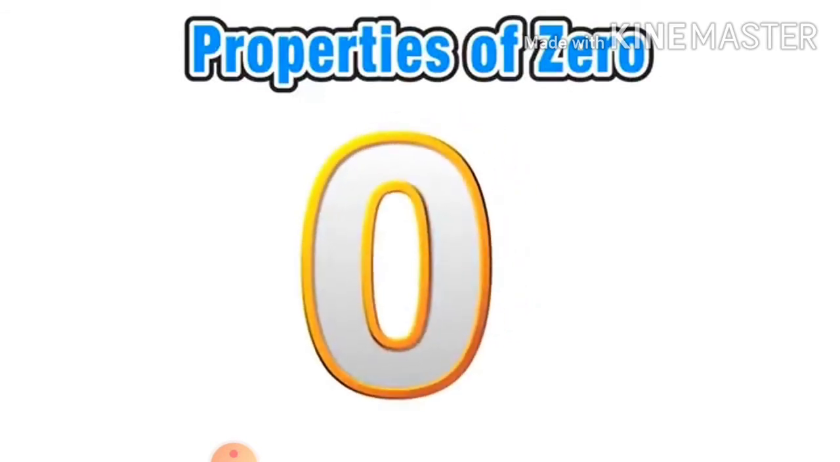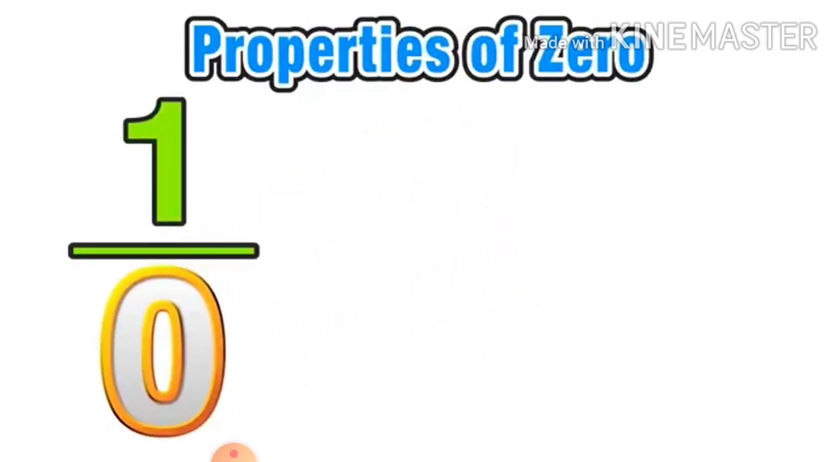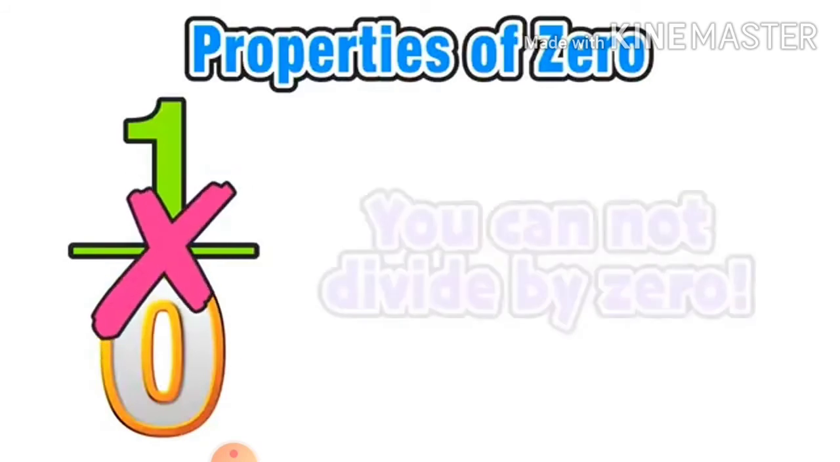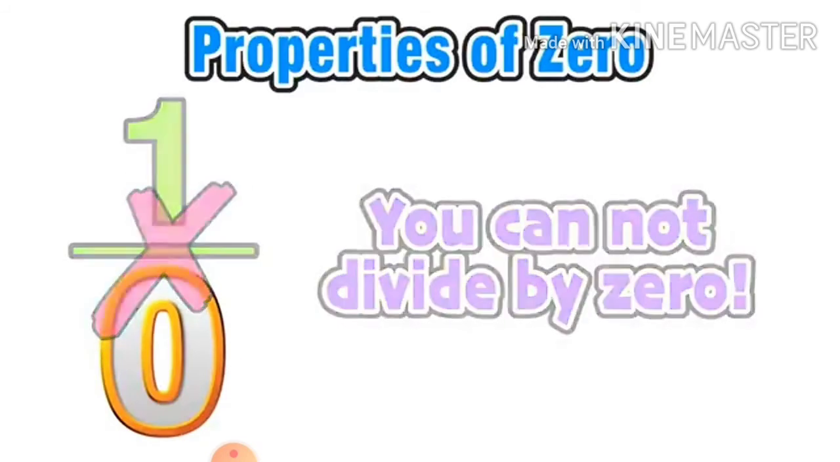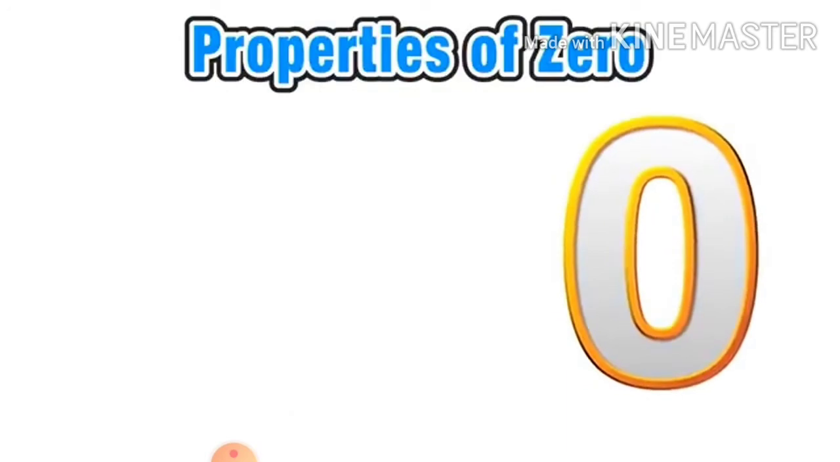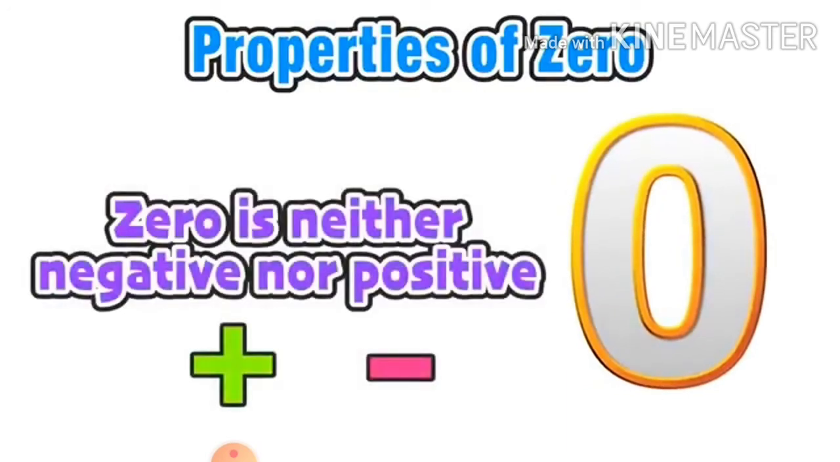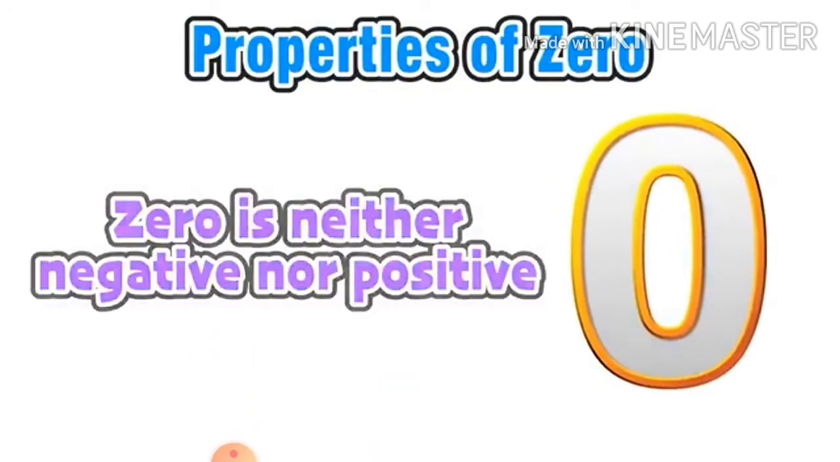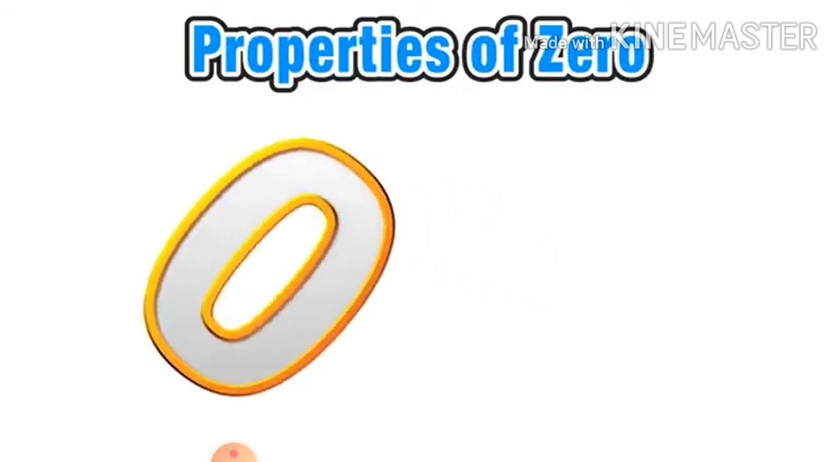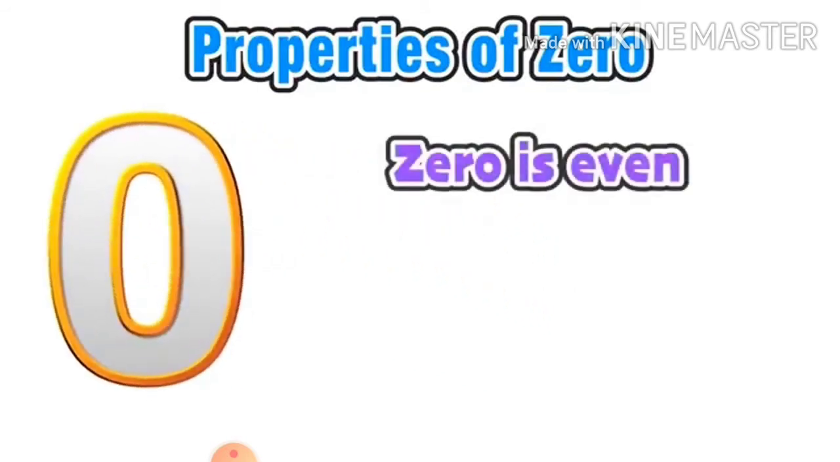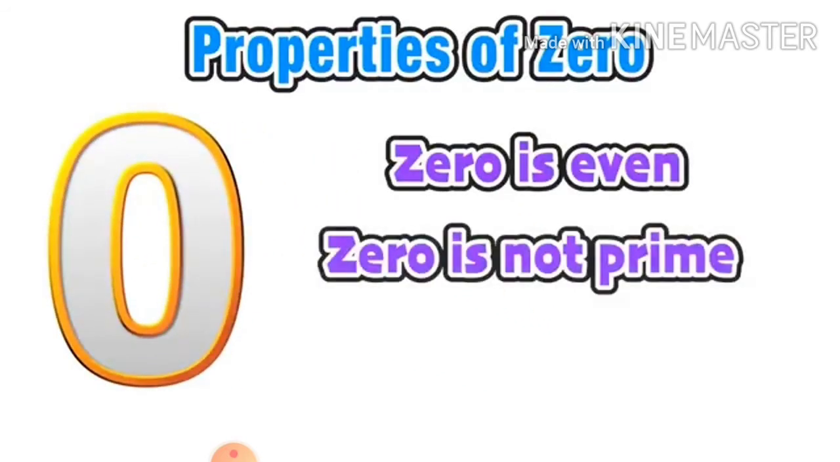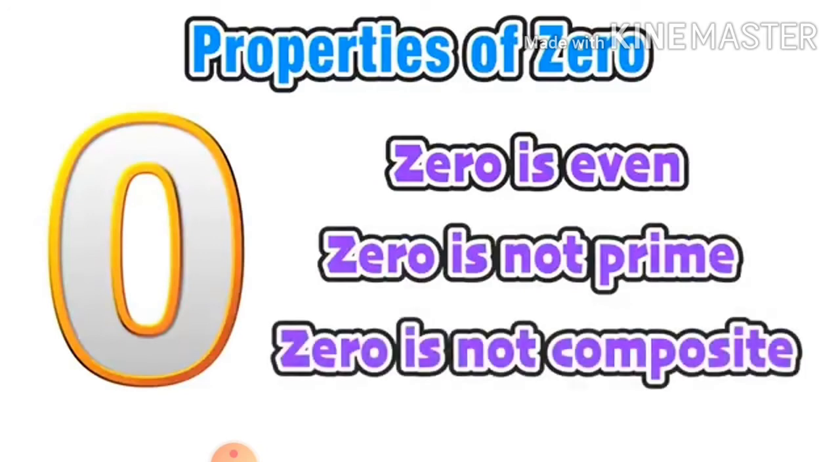Now, the cool thing is that there are so many more properties about this very special value that we call zero. Did you know that you cannot divide a number by zero? Did you know that zero is neither a negative nor positive number? What about the fact that zero is considered an even number, but not a prime or composite number?